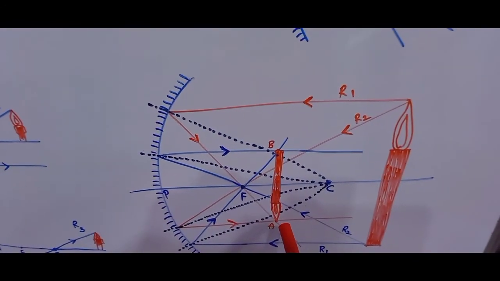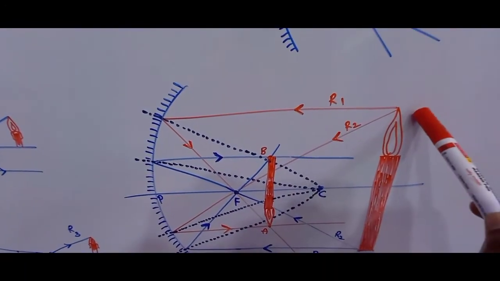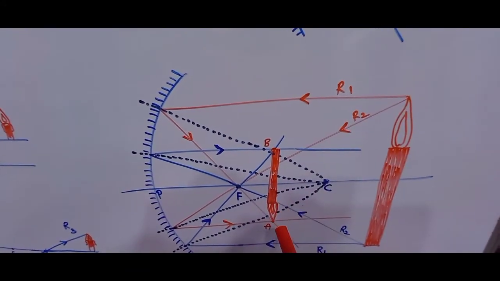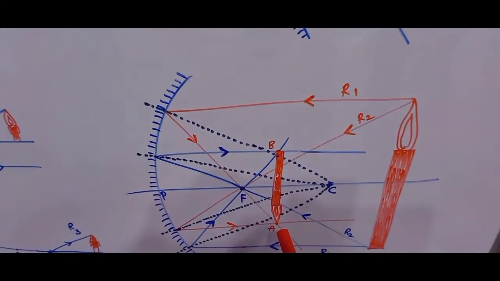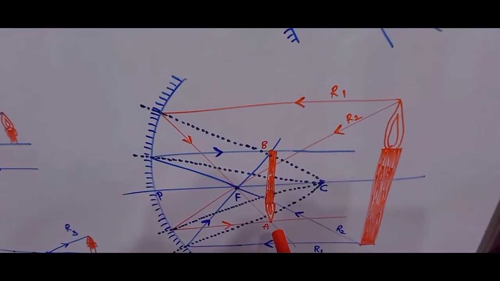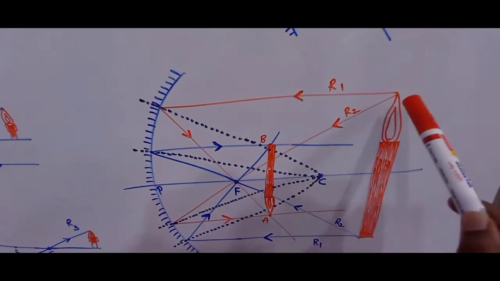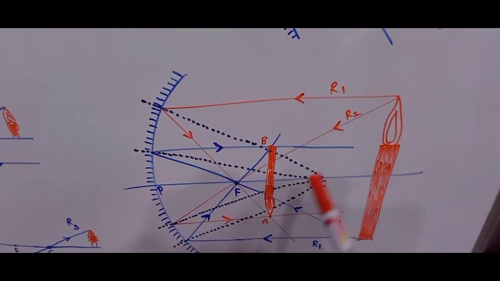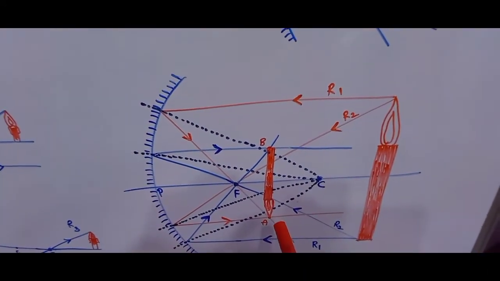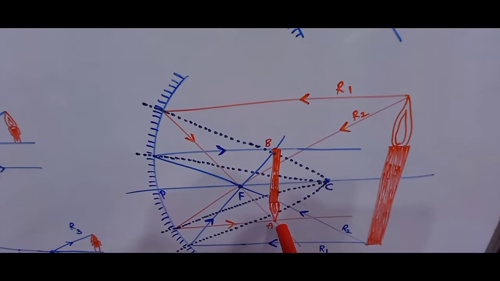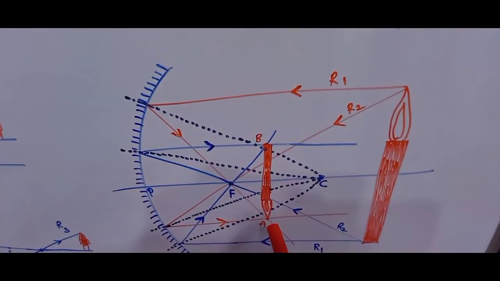Which image, children? Since R1 and R2 are coming from the tip of the object, and these reflected rays are meeting at this point, at this point we will get the image of the tip of the object only. From where are these incident rays actually coming from? Tip of the object. Hence, in the image also we have to show the tip of the object only at the point A. Okay, this point A.